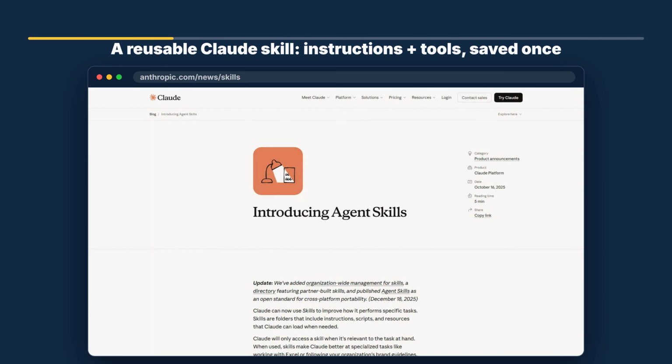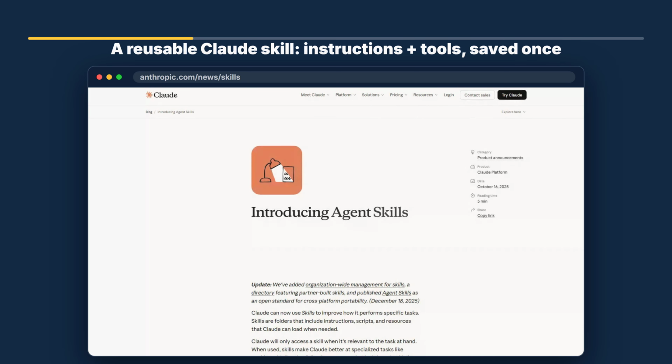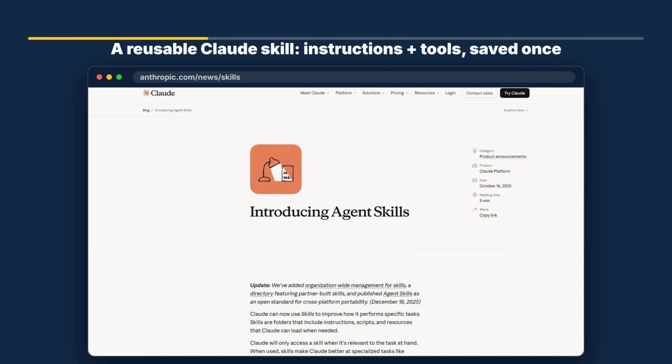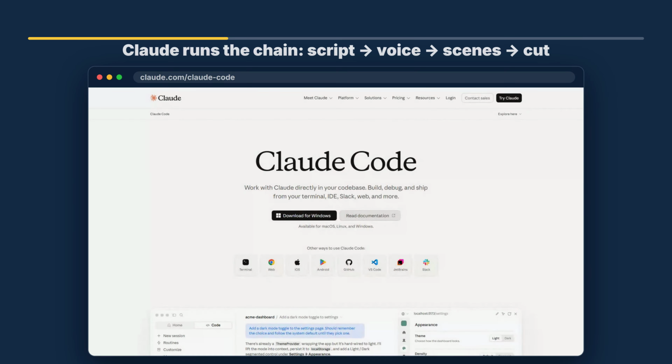So, what does one prompt actually mean? It's not magic, it's orchestration. You set up a reusable Claude skill one time, a saved set of instructions plus the tools it needs. After that, a single sentence, like "make a 60-second explainer about the World Cup," kicks off the entire chain. Set up once. Then it's one prompt per video. Here's the chain, step by step.